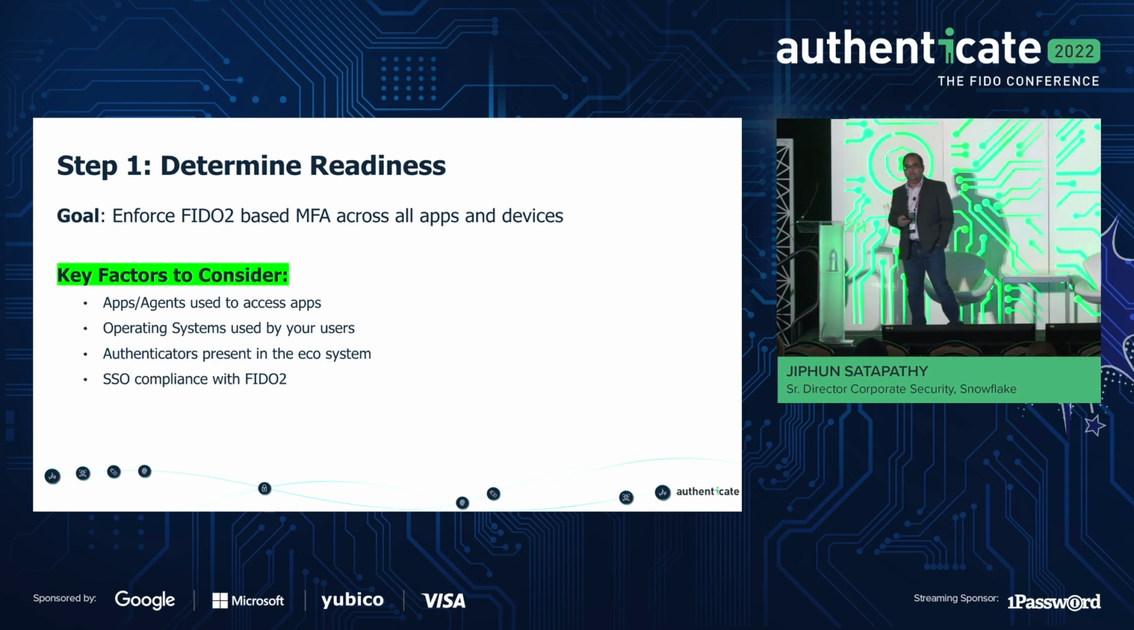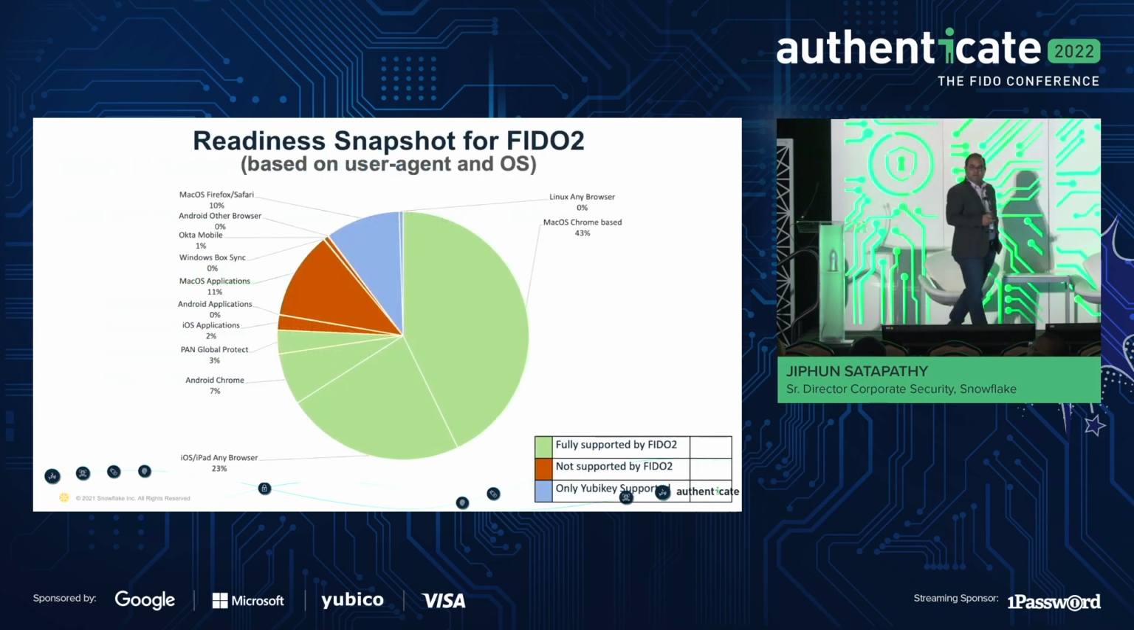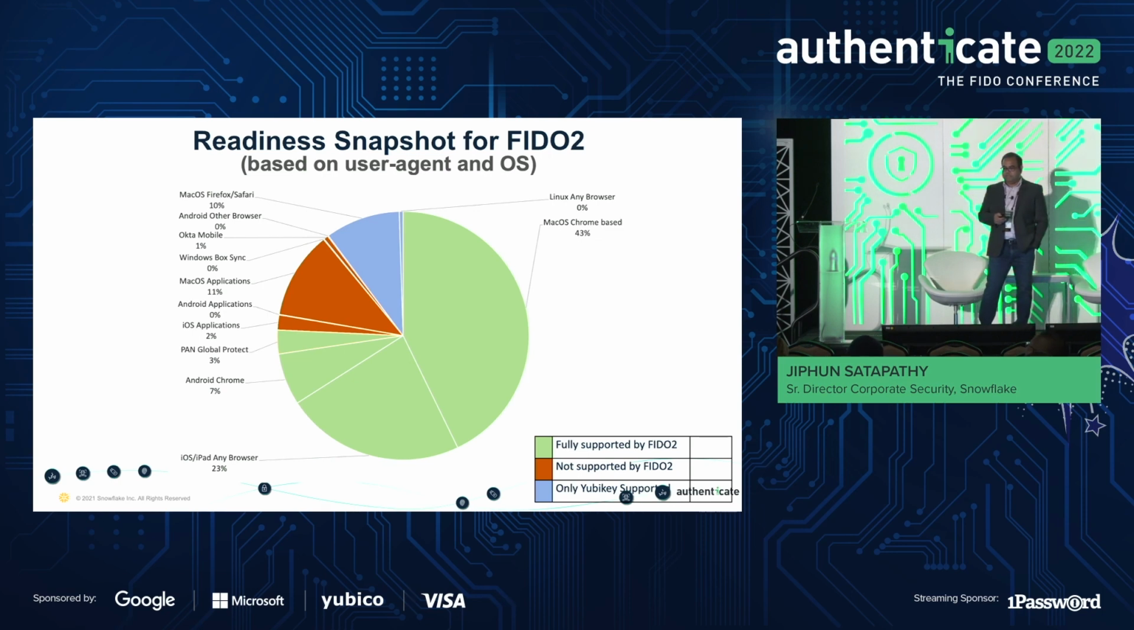We influenced them to implement that, but that was one of the factors that we needed to consider. So what we did is we did a bit of analysis to understand what our lay of the land looks like: what percentage of our agent and operating system combinations we are compatible with. We saw about 75% plus.